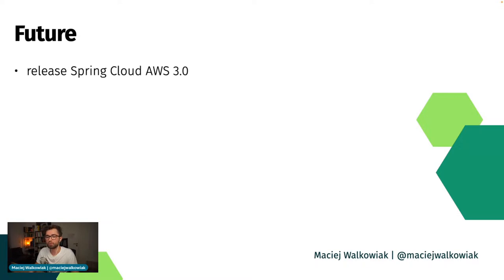So what does the future hold? First of all, we talked this whole presentation about Spring Cloud AWS 3.0, but in fact, this is not yet released. The release candidate one is released, but we haven't released the GA yet. This is going to happen relatively soon. Today we had a short team discussion and we are quite ready for a GA.